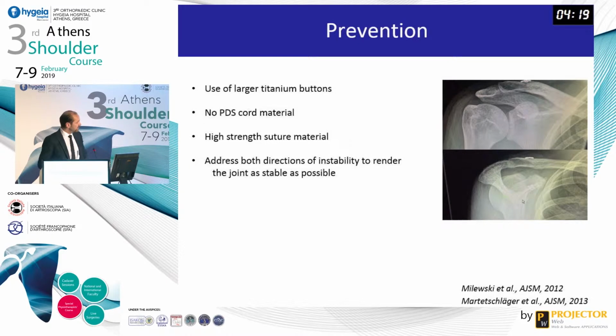How can we prevent it? As you see here, nowadays we use larger buttons that are not migrating into the bone. We are using strong suture material. In former times we used the PDS cord, which was too elongable. This is not the case with this here. And of course you have to address both directions. Maybe that was the fault in former times. We only did the CC stabilization and didn't care at all about the horizontal stability.